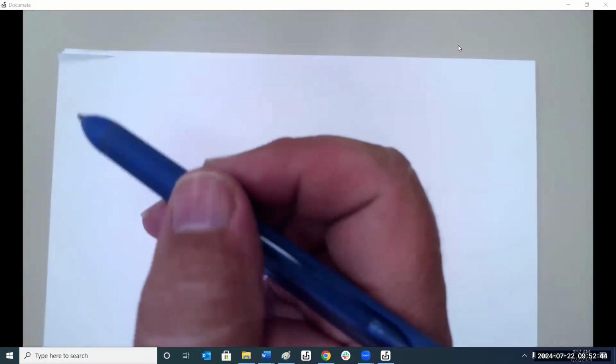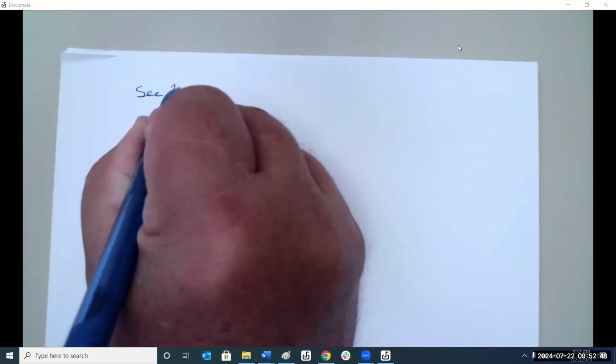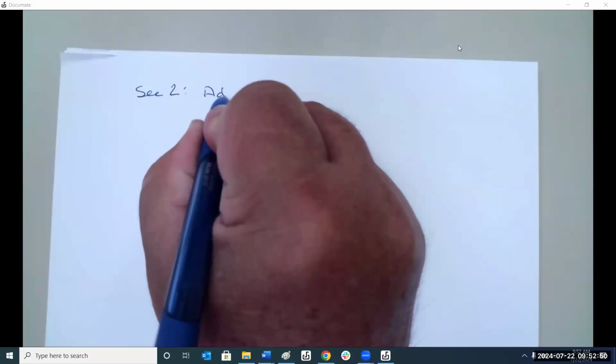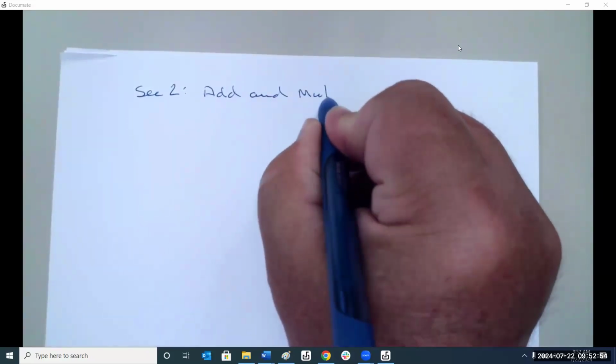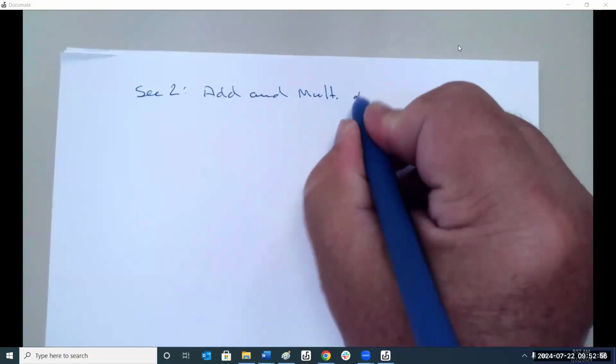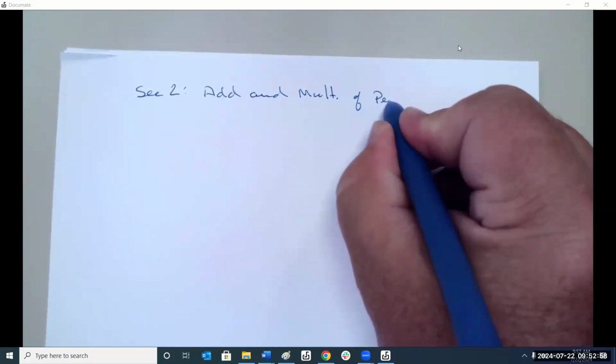All right, so that's what I wanted to go over. We'll do more of that stuff when we do hypothesis testing. So now, section 2 deals with addition and multiplication of percents.